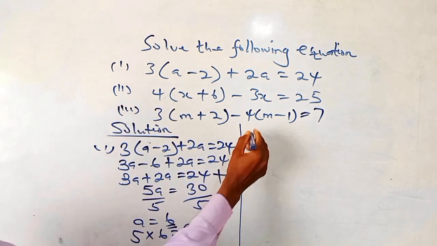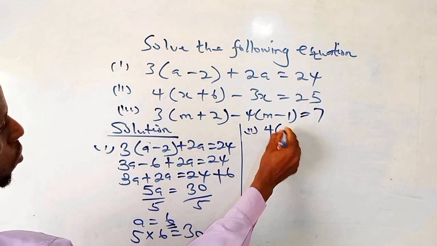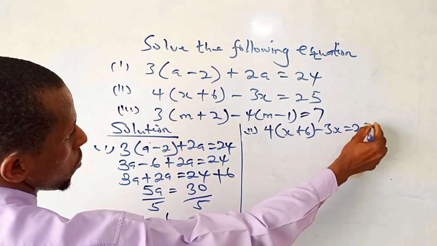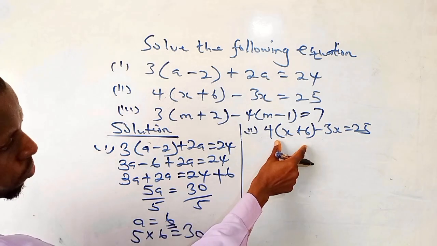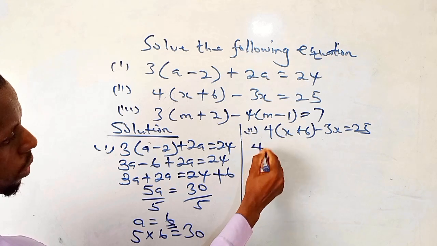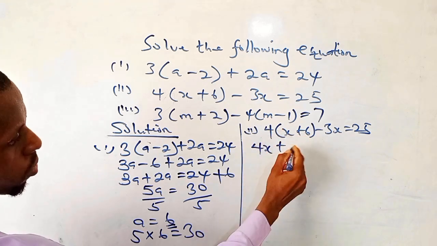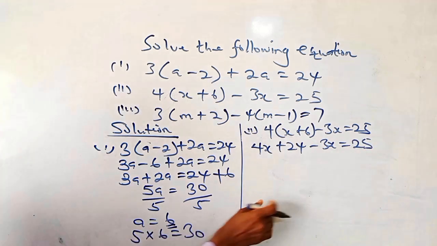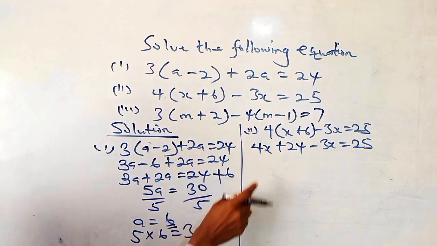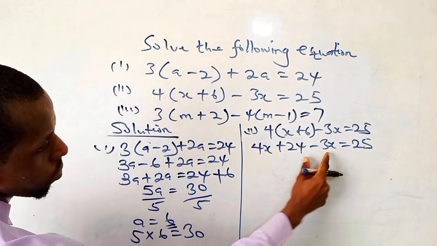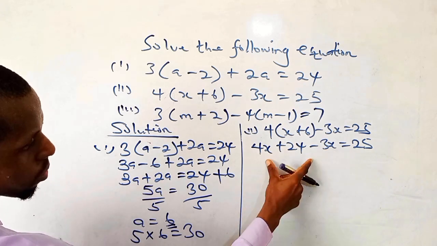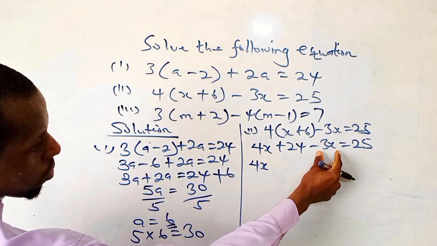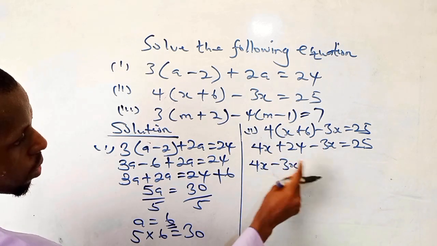For the second one, we have 4(x plus 6) minus 3x equals 25. Let's open up, which is the first thing you must do. 4 times x is 4x, plus 4 times 6 is 24, minus 3x equals 25. At this point, we collect the like terms by bringing numbers with similar letters or variables together. So here we have 4x minus 3x. You move it with the sign.